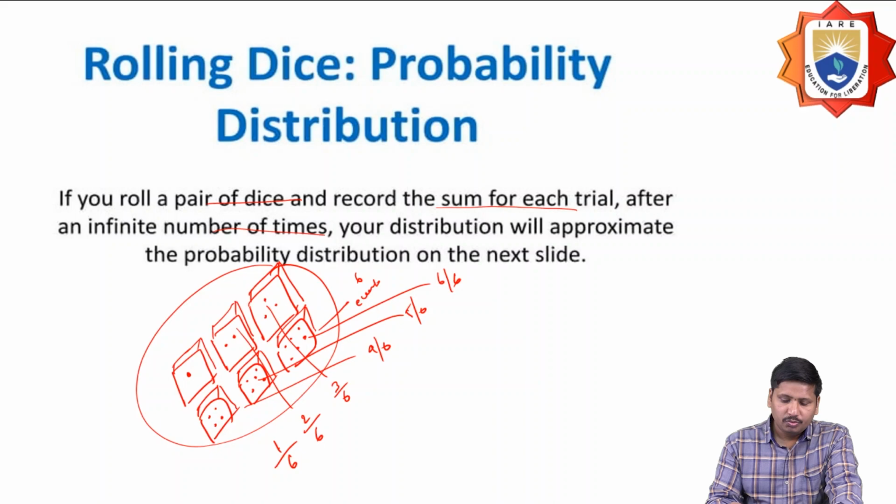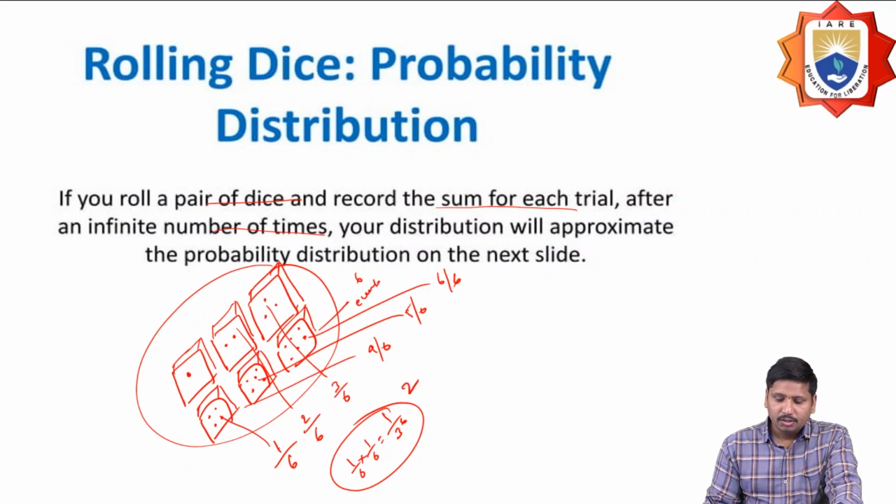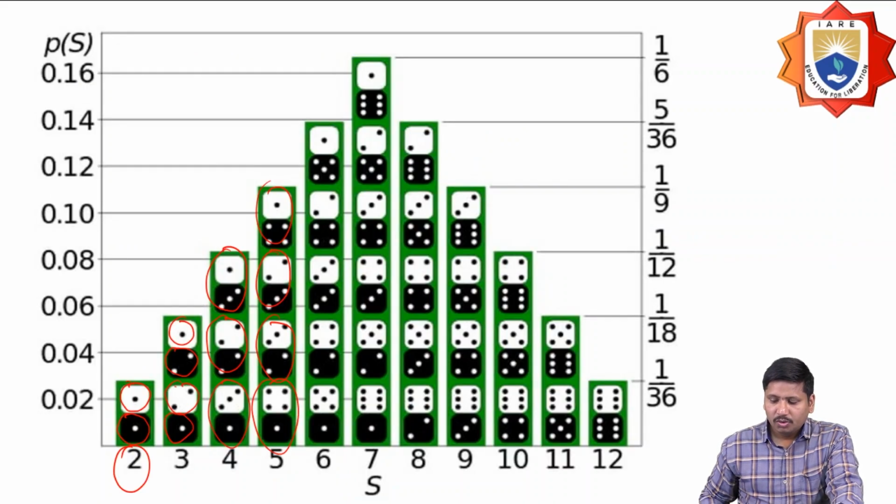So this should be the 2. 1 by 6 into 1 by 6 should be 1 by 36. So this is the probability of getting 1 here. Similarly, for the probability of getting 2 if I roll 2 dice simultaneously, 2 by 6 into 2 by 6 should be 4 by 36. So like this, we are going to draw all this probability distribution of rolling the dice.